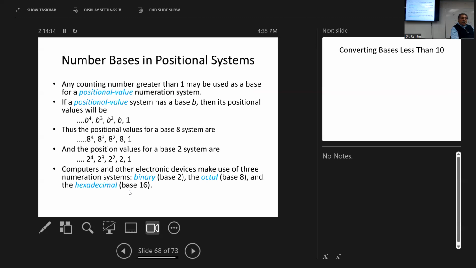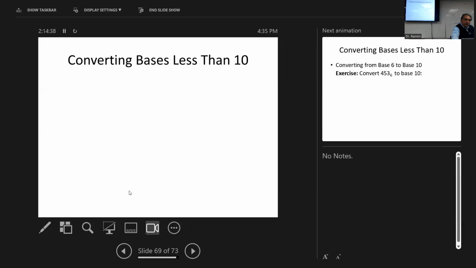1, 8, 8 to the power of 2, 8 to the power of 3. And if the number system base is 2, that's what you get. Computers use the binary system, 0 and 1, base 2, and the octal system, base 8, and sometimes the hexadecimal system in computer languages.